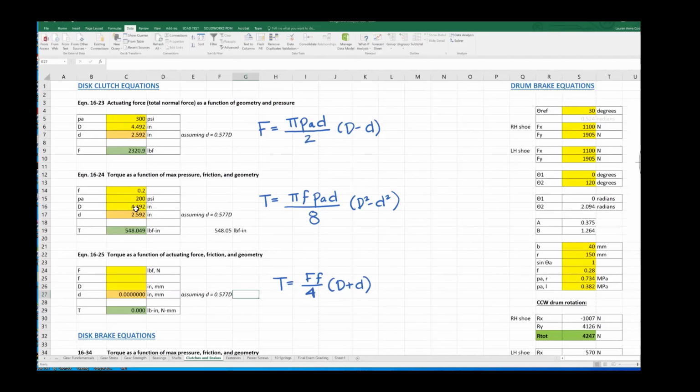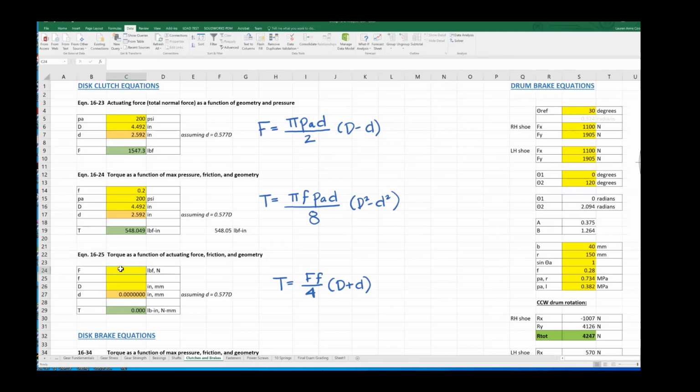Now we see that we need a bigger clutch. So the outer diameter about 4.5 inches and the little diameter about 2.6 inches. And then how would that change our value for actuating force? So 200. These numbers are automatically generated, so we would need an actuating force of 1,547.3 pound force.